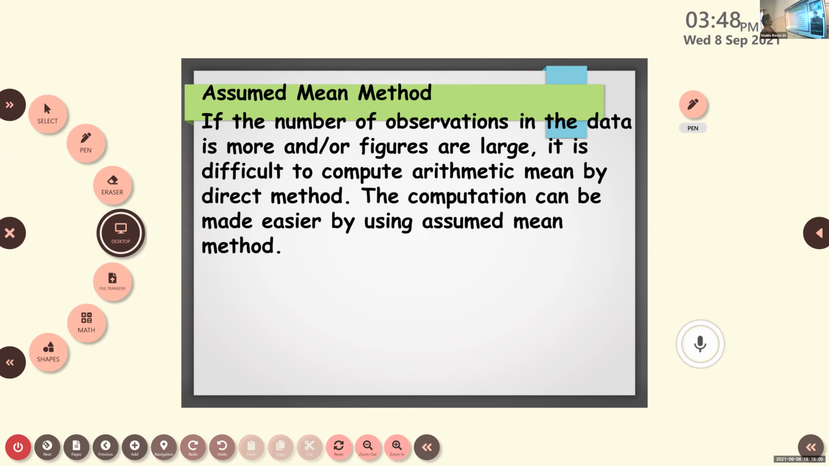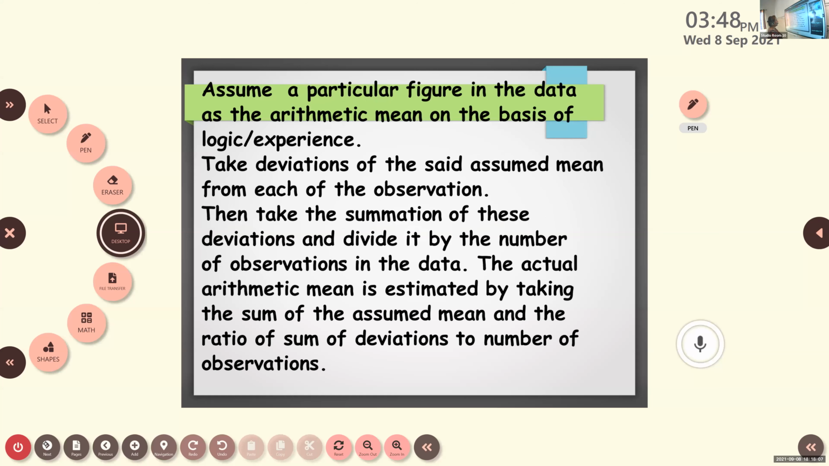In that, we are assuming any one figure from the data on the basis of logic or experience. It is not necessary that the central value be taken. Any one we can take. We have to see how it will work. Then any one number can be taken as the assumed mean.